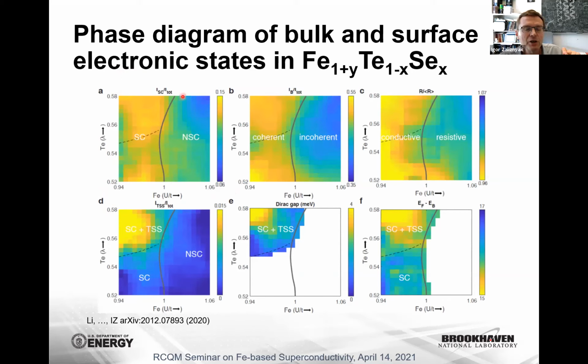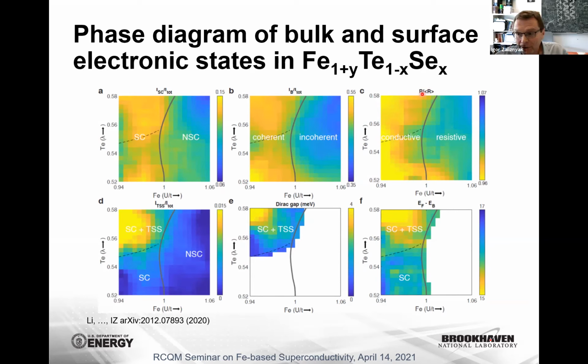Panel A shows the intensity of the superconducting condensate feature, and we see that iron deficient spots have strong intensity of the superconducting condensate feature, while it fades in the region of the phase diagram which is iron rich. Similarly, the coherent bulk band intensity is strong in the iron deficient region, and then it fades in the region where iron content is higher. And so among these are those bad spots where we don't see basically the bulk band.